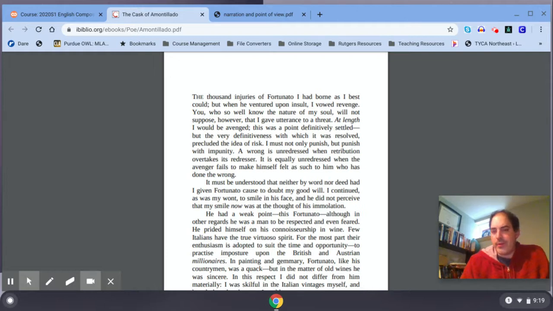There's a lot going on there in that first paragraph, but essentially what Montresor is saying is, I wanted to get even with Fortunato, and I wanted to do it in such a way that I wouldn't get caught, right? I wanted to do it with impunity. But there's a lot that Montresor doesn't tell us, including the most important thing, right?